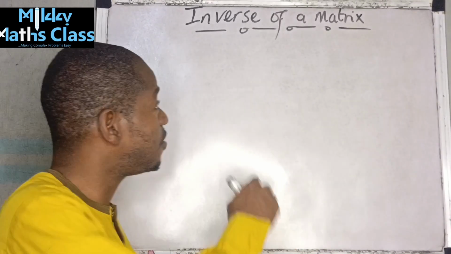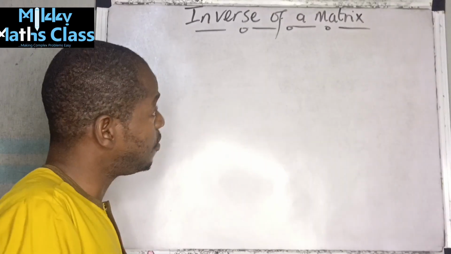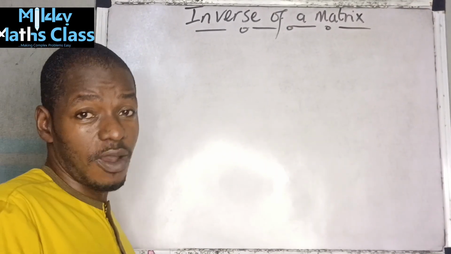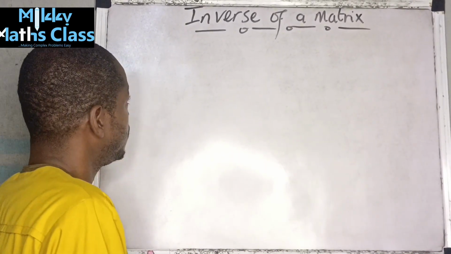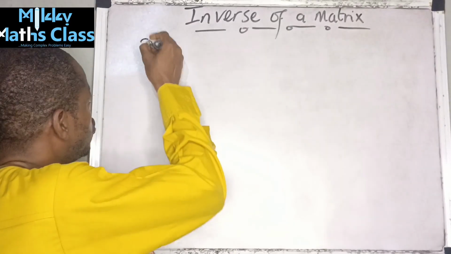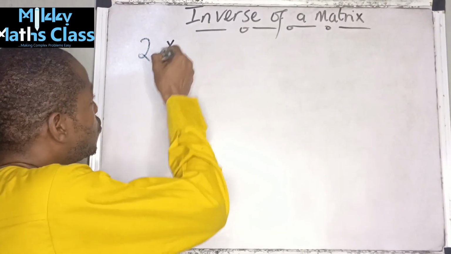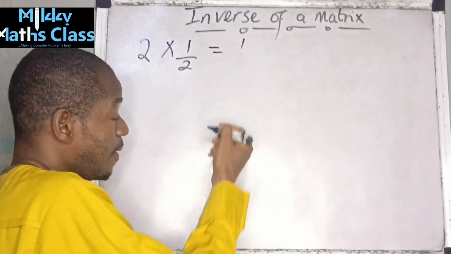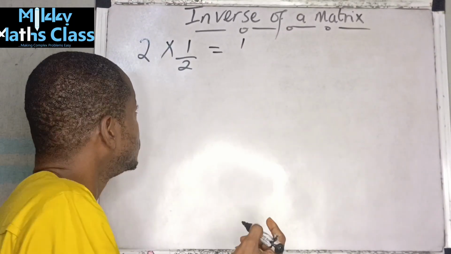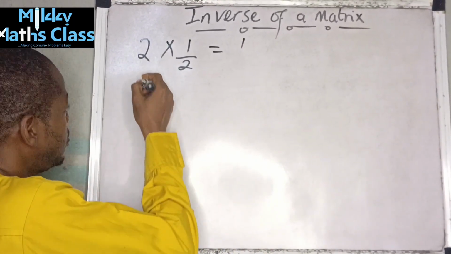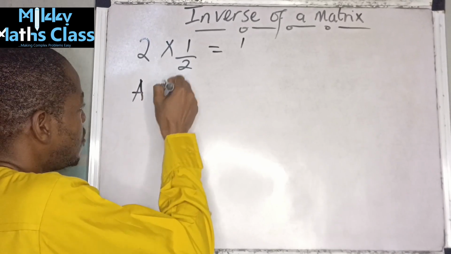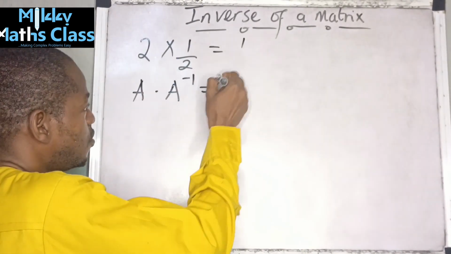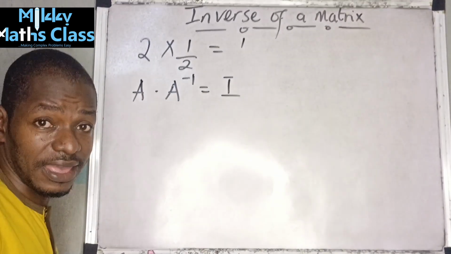We have the inverse of a matrix. Now, the inverse of a matrix is just like when you have the inverse of a number. For example, I take a number like 2. The inverse of 2 is 1 over 2, and this will give me 1. Now, the inverse of a matrix is the matrix times our inverse will give us the identity element, our I.